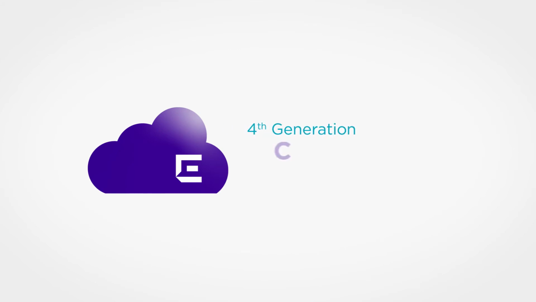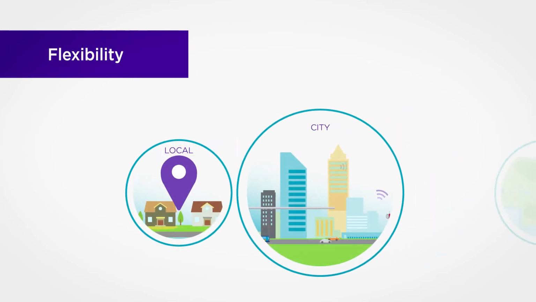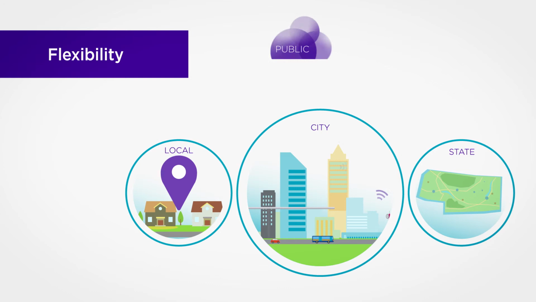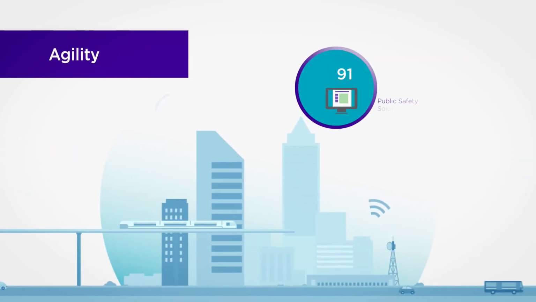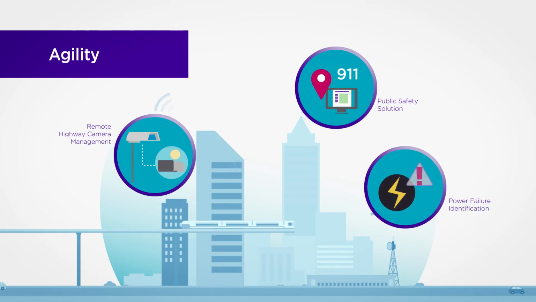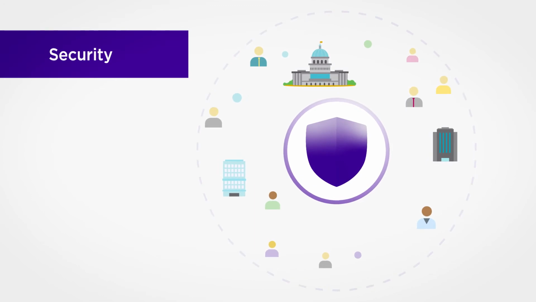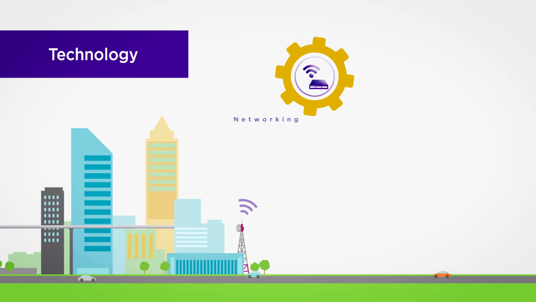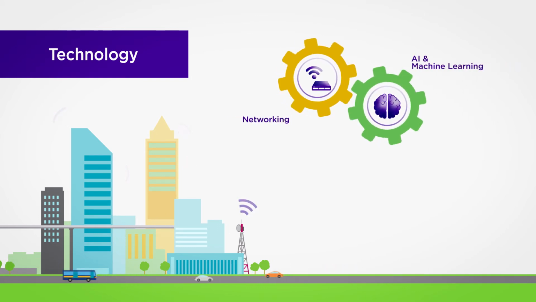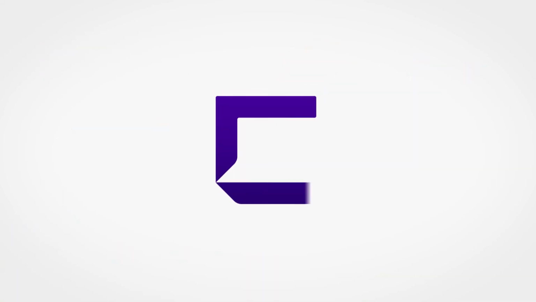Extreme's fourth generation cloud-driven networking checks all the boxes with flexibility to adapt to evolving localized city and statewide technologies with public, private, and on-premise deployment options. Agility to continuously deliver new features and capabilities at scale. Security and proven protection for government departments and citizens. And technology that uses the best of breed artificial intelligence and machine learning with a 360-degree view of the network and advanced analytics. So why Extreme?